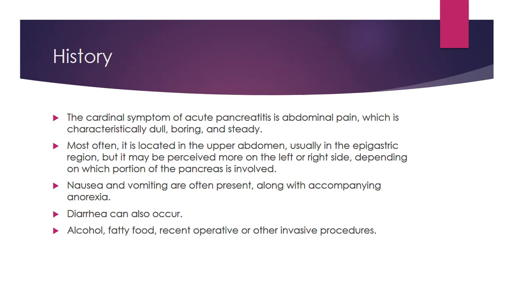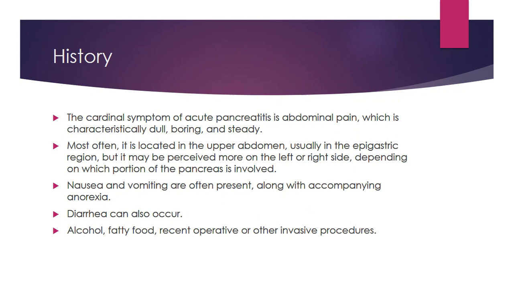Now we move on to history. The cardinal symptom of acute pancreatitis is abdominal pain, which is characteristically dull, boring, and steady. Usually the pain is sudden at onset and gradually intensifies in severity until reaching a constant ache. Most often it is located in the upper abdomen, usually in the epigastric region, but it may be perceived more on the left or the right side depending on which portion of the pancreas is involved. The pain radiates directly through the abdomen to the back in approximately one half of cases.